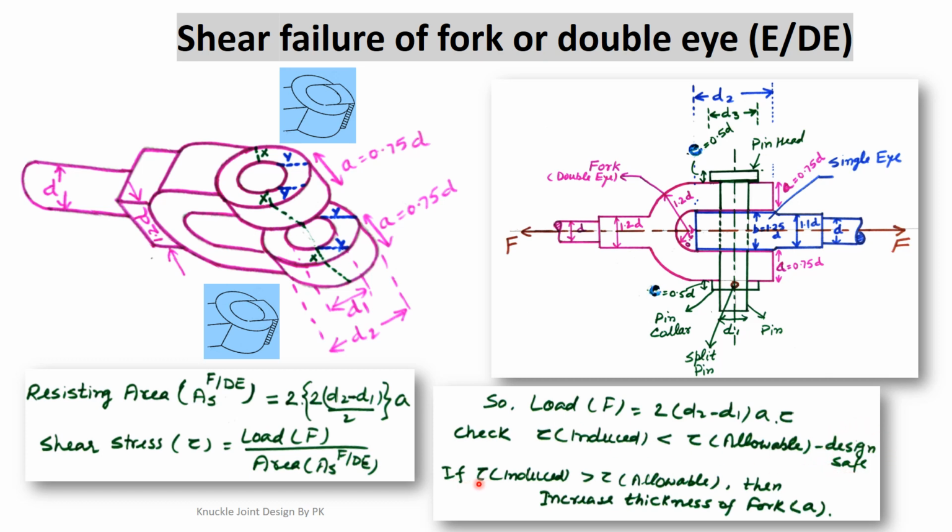Suppose the tau induced is more than the tau allowable value, then we have to increase the thickness of the fork, a. One way to do this is to put the value of F in this equation, put the values of d2 and d1, and the allowable shear stress, and find out the value of a, or the thickness of the fork, from this equation.